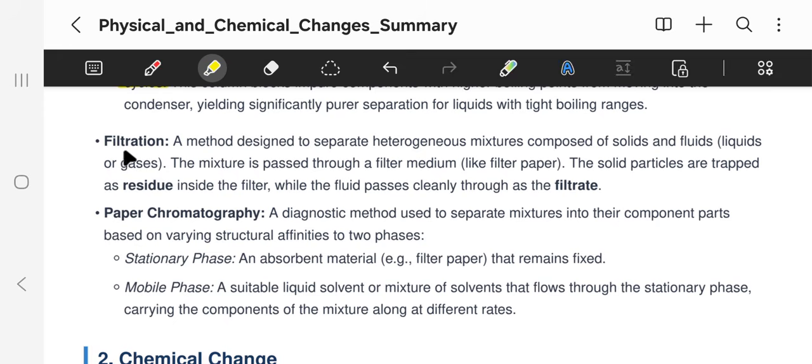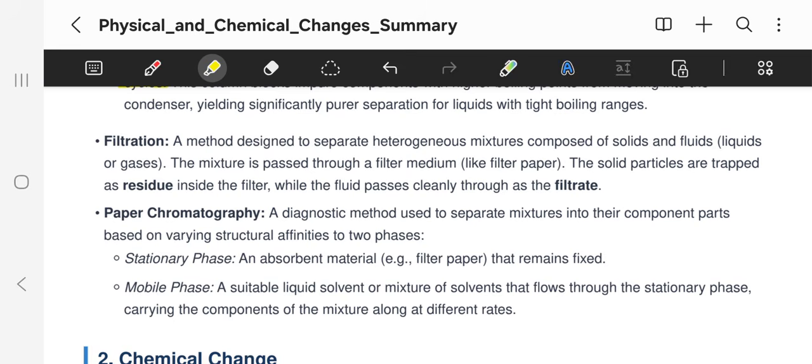Okay, and we move on to another type of separation. We have filtration. Filtration is a method designed to separate heterogeneous mixtures composed of solids and fluids, liquids or gases. And then we also have paper chromatography. This one is a diagnostic method used to separate mixtures into their component parts based on varying structural affinities to two phases. There's the stationary phase and there's the mobile phase. The stationary phase is an absorbent material that remains fixed, and the mobile phase is a suitable liquid solvent or mixture of solvents that flows through the stationary phase, carrying the components of the mixture along at different rates.